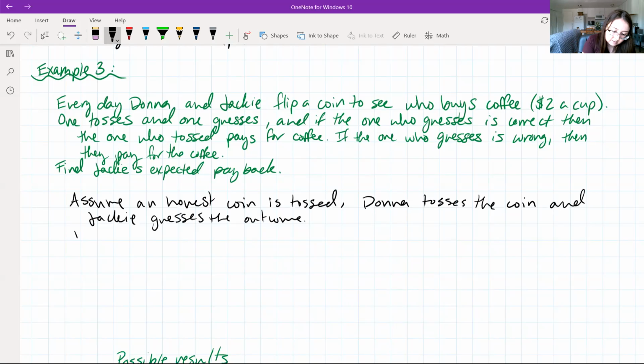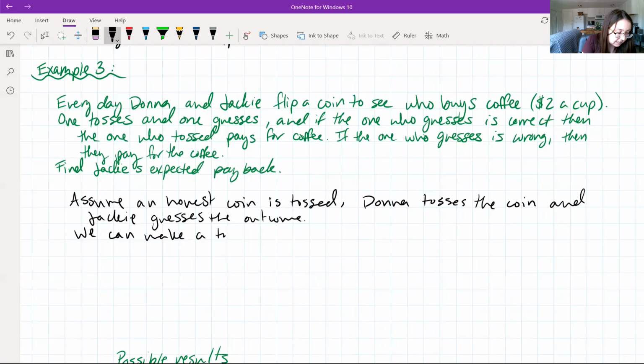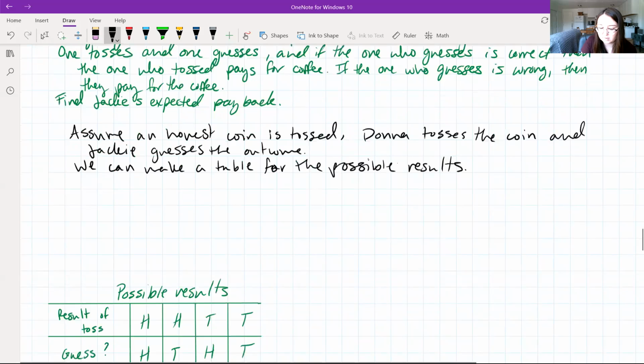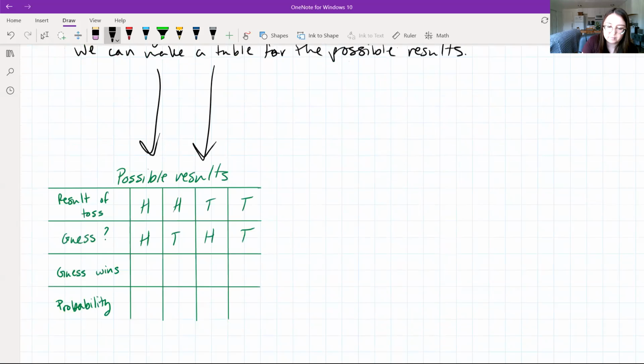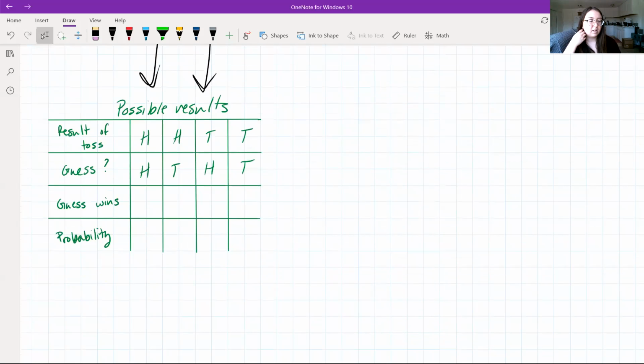Then we can make a table for the possible results. Okay, here's going to be our table. So, starting with the results of the toss. Let's say, for example, and this can be written any way, this is just an example. The first toss was a heads, the second toss was a heads, the third toss was a tails, and the fourth toss was a tails.